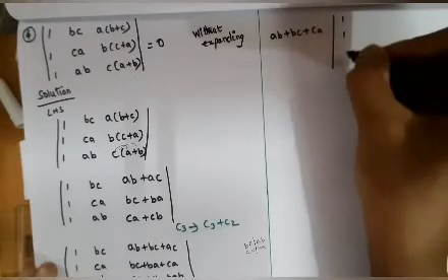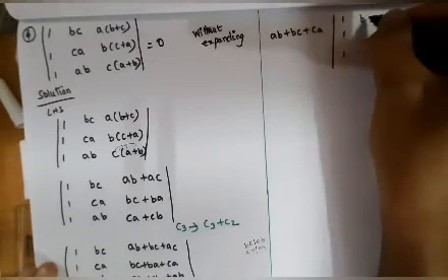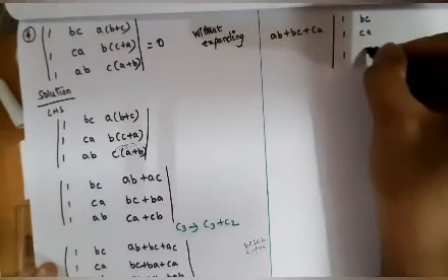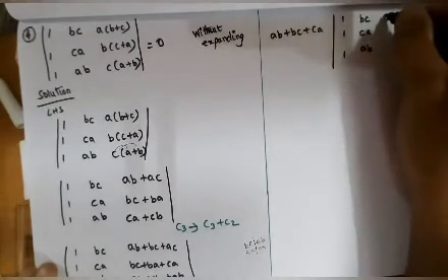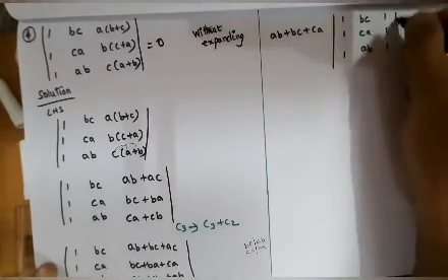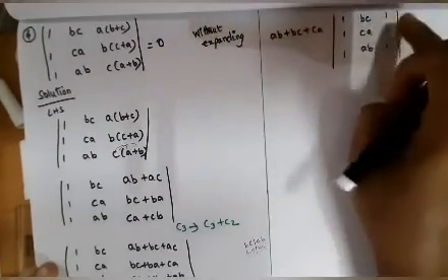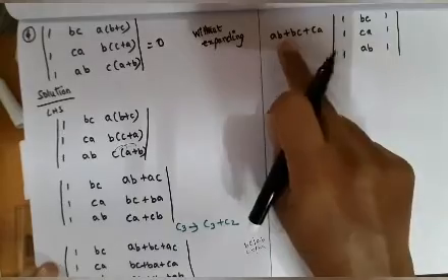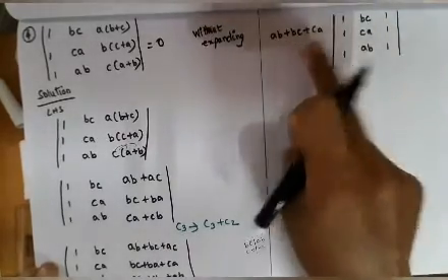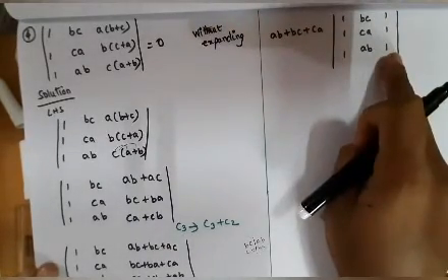Now column 1 remains the same. Whatever it may be, it is still the same. Now this will be 1, 1, 1, because the multiplier is already outside. AB plus BC plus CA into 1 is the same thing.